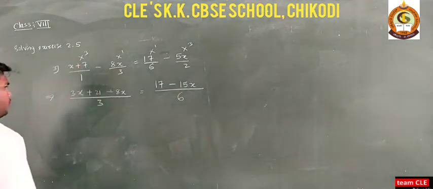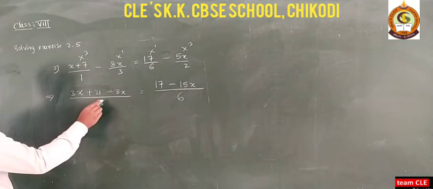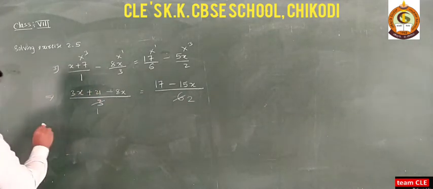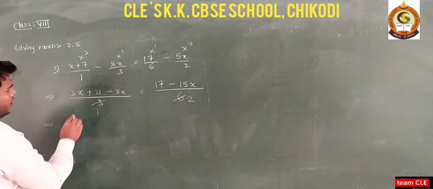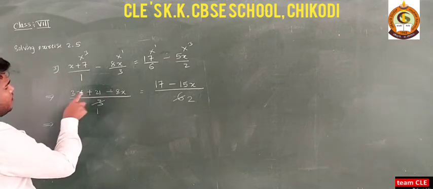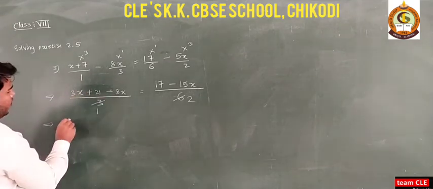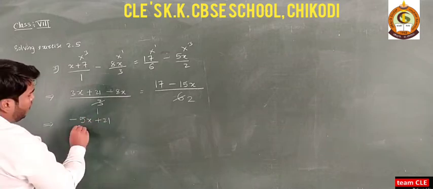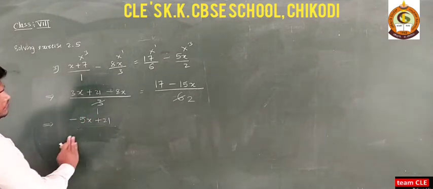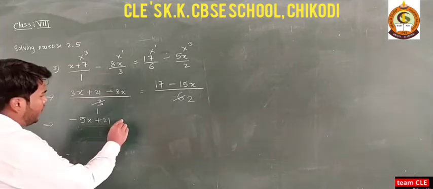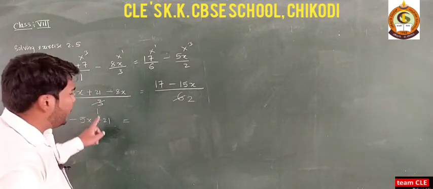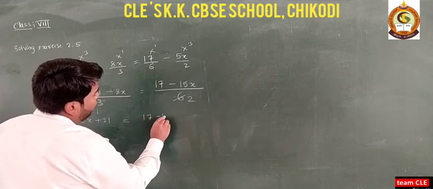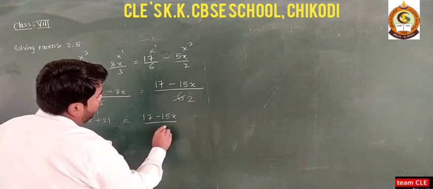Okay dear students, now you are going to solve. I will cancel this 3 ones are and this 3 twos are. See here, what is remaining? 3x minus 8x, so 8x minus 3x is minus 5x, plus 21, whole divided by 1. Writing the division by 1 is optional, we understand that it is divided by 1. Similarly, what is remaining is 17 minus 15x, whole divided by 2.